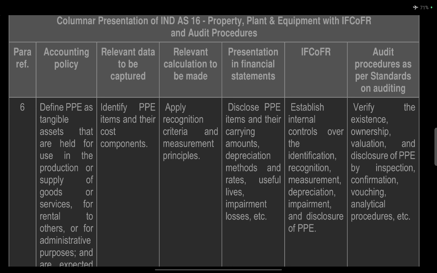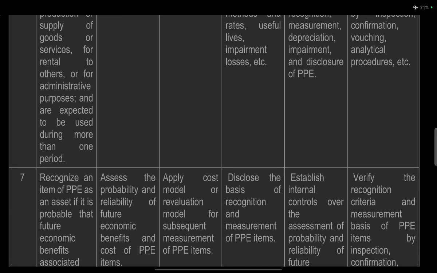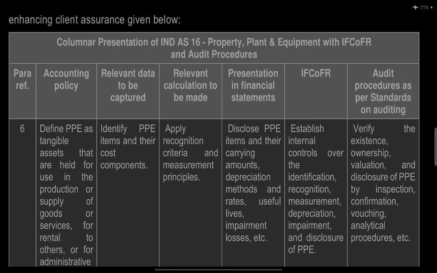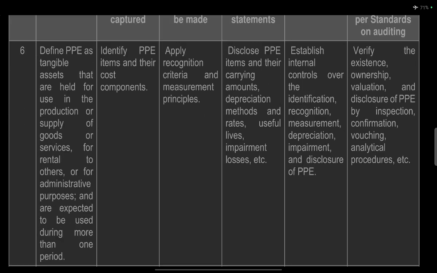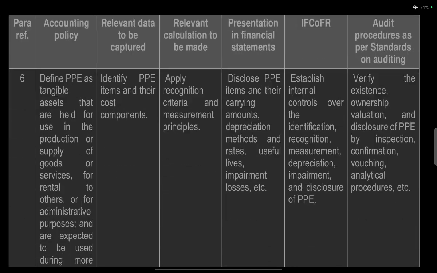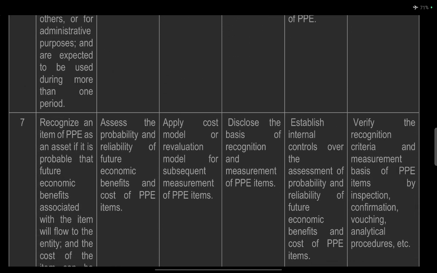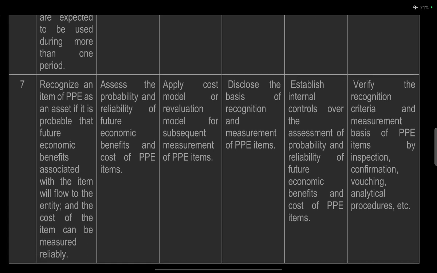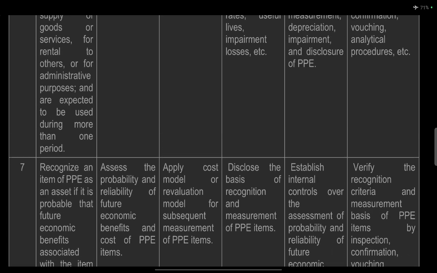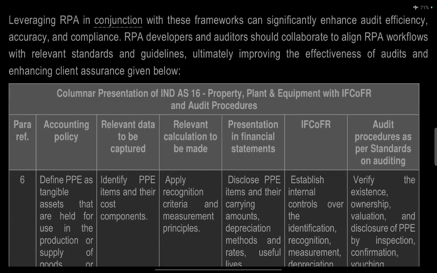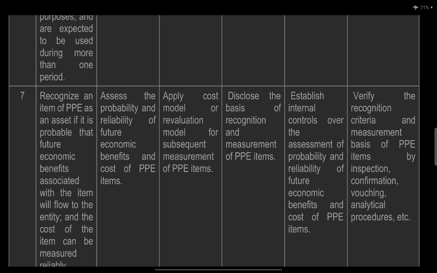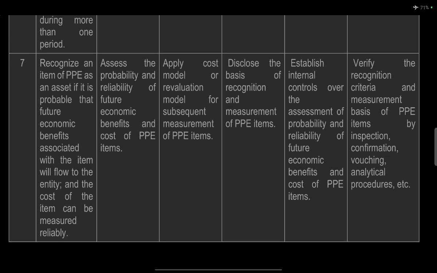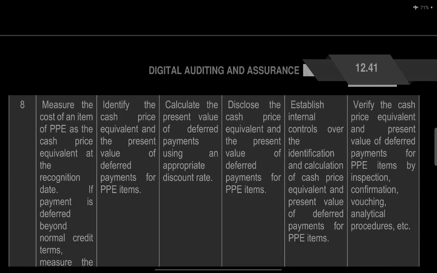Then, relevant calculation to be made: apply the cost model or revaluation model for the subsequent measurement of PPE items. Presentation in financial statements: disclose the basis of recognition and presentation of PPE items. IFCOFR: establish internal controls over the assessment of the probability and reliability of future economic benefits and cost of PPE items. Then audit procedure as per the standard on auditing: verify the recognition criteria and measurement based on inspection of the PPE items, and confirm through vouching, analysis and procedures.